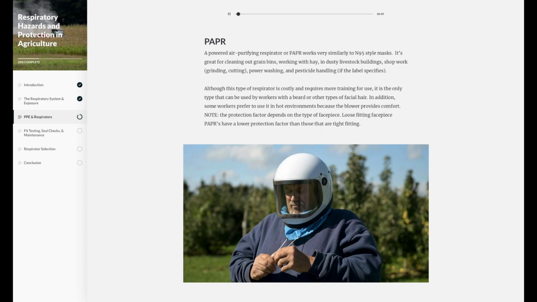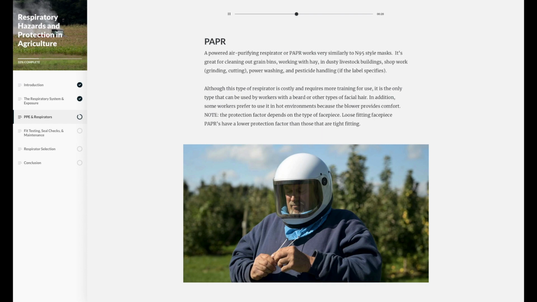A powered air purifying respirator, or PAPR, works very similarly to N95 style masks. It's great for cleaning out grain bins, working with hay, in dusty livestock buildings, shop work, grinding, cutting, power washing, and pesticide handling, if the label specifies.